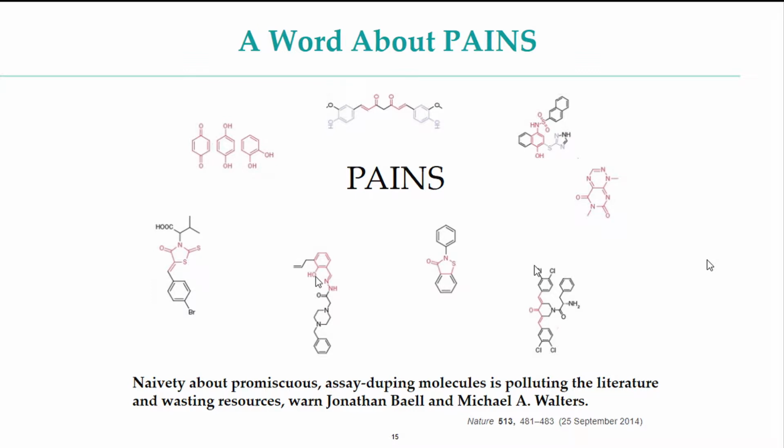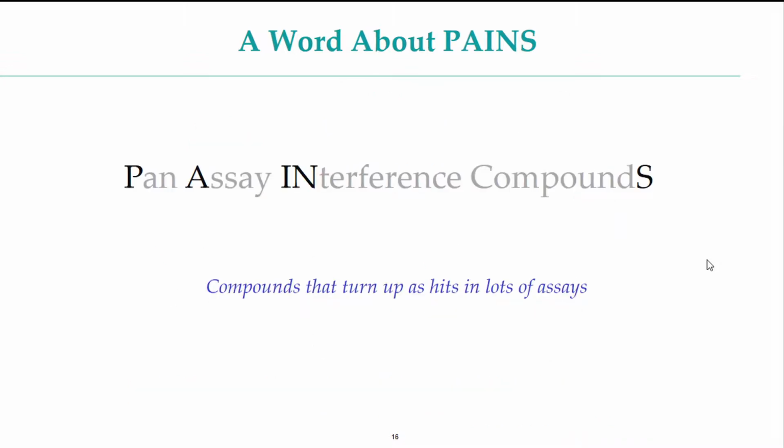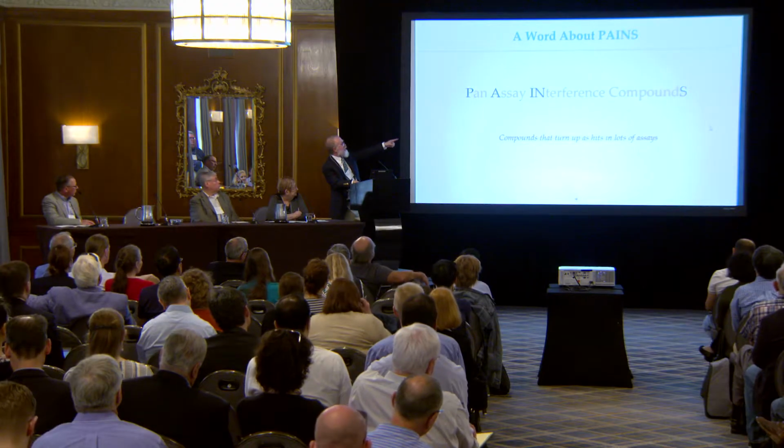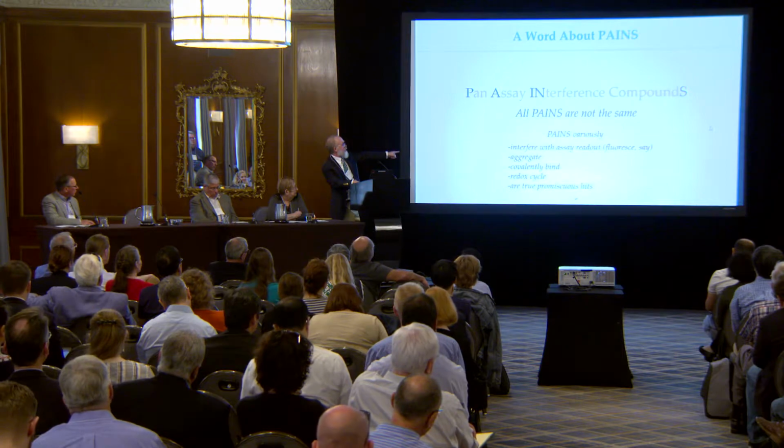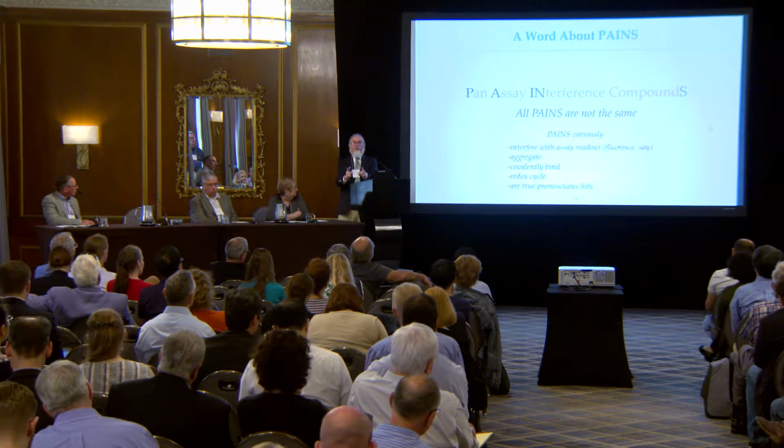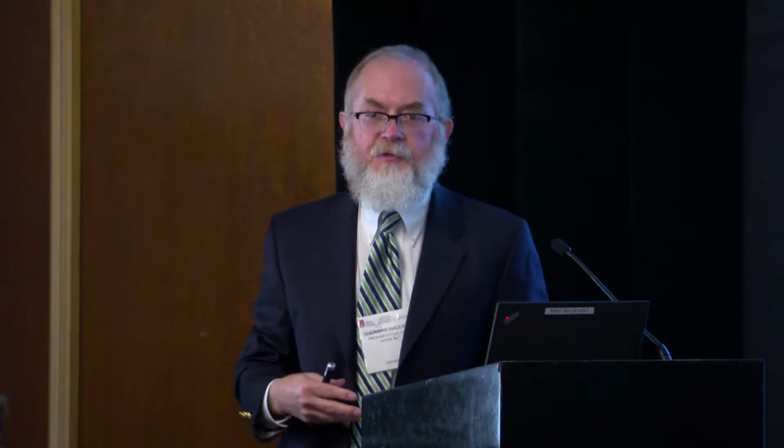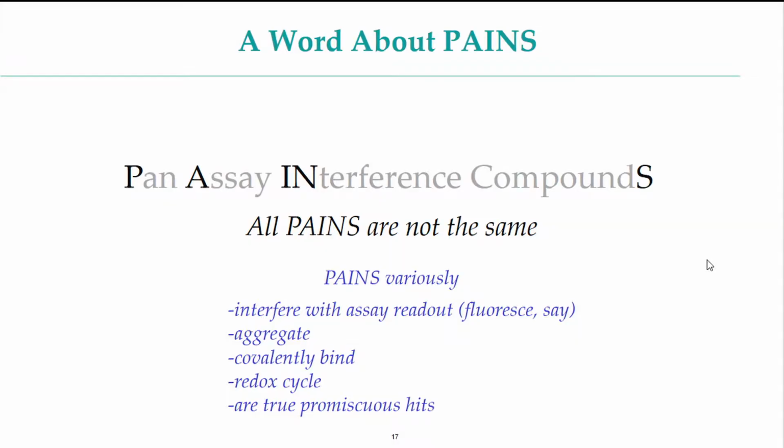Here's an example of some of the most common structures. This isn't really a chemistry talk, so I'm not going to go into any details about it, but let's just hit the high points here. So pan-interference compounds turn up as hits in a lot of assays. But here's an important thing to know. PAINS are not all the same, because they end up as PAINS for different reasons. Some of them interfere with the assay readout. Fluorescent compounds can do this. So if you have a fluorescent assay, your fluorescent compound may just simply show up as a hit when it isn't really doing anything in the assay.